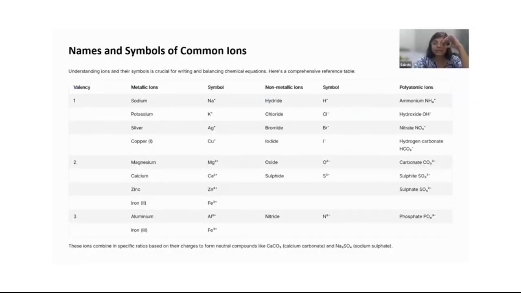Now these are some common ions which you have to remember to write down the chemical equations, right? There are metallic ions and non-metallic ions. So just make sure that you remember all these ions. Let us move forward.